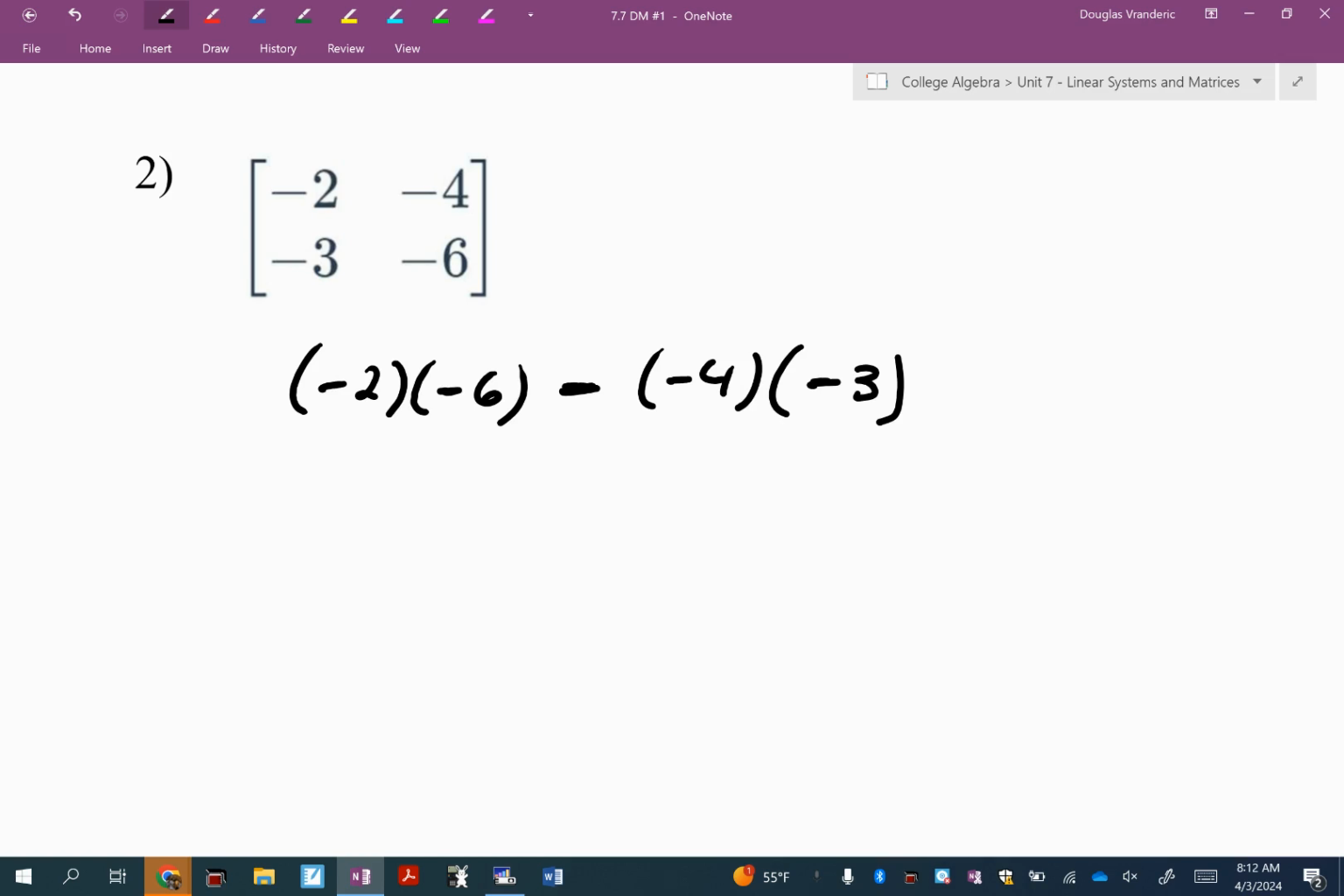So that's 12 minus 12. And so what is 12 minus 12? 0. So I want to show you one where you get 0. It is okay to have a determinant of 0. Let's do one more.